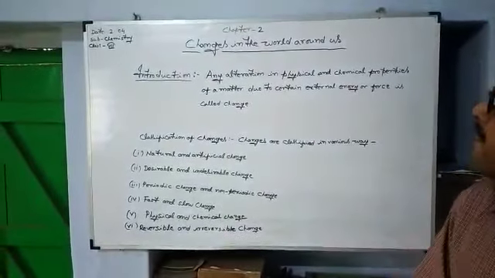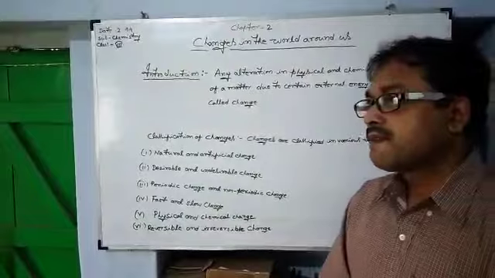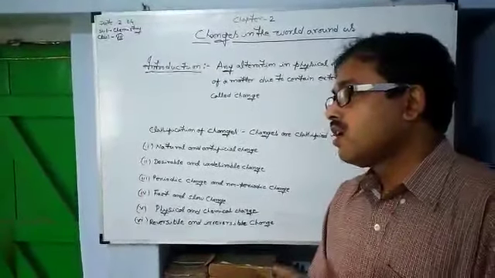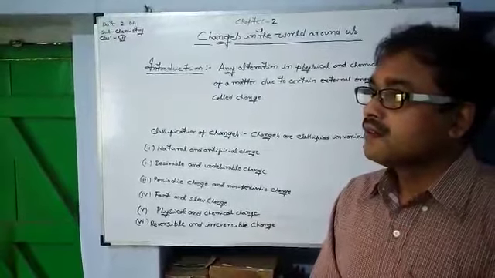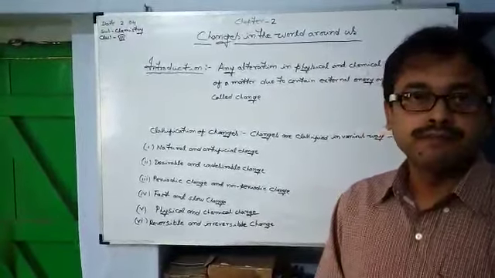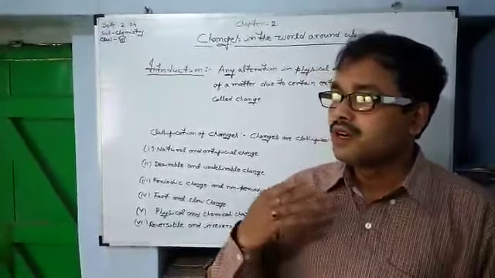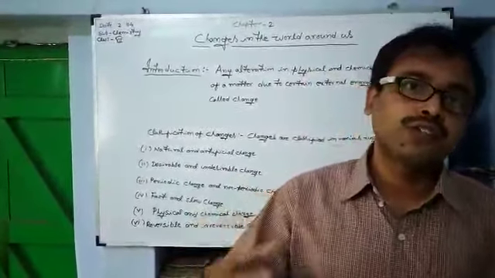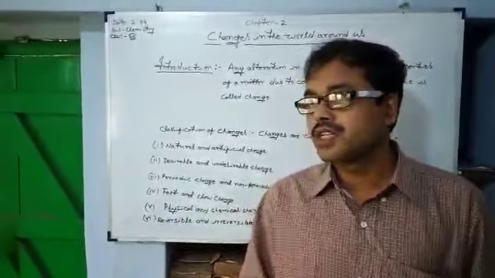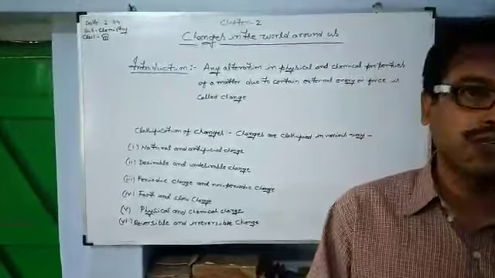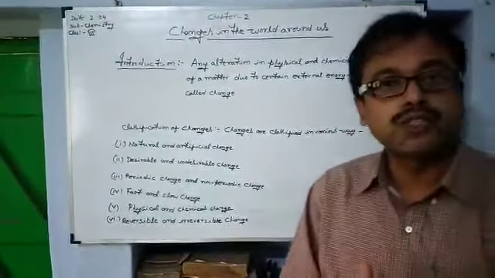Next, there is periodic change and non-periodic change. All changes can be classified on the basis of their repetition. That means there are some changes which repeat themselves at regular intervals of time and some that don't. On the basis of that, all the changes can be classified into two categories: one is periodic change and the other is non-periodic change.